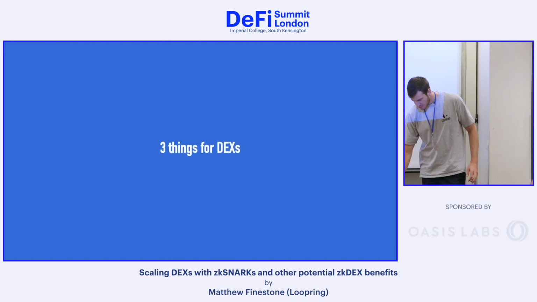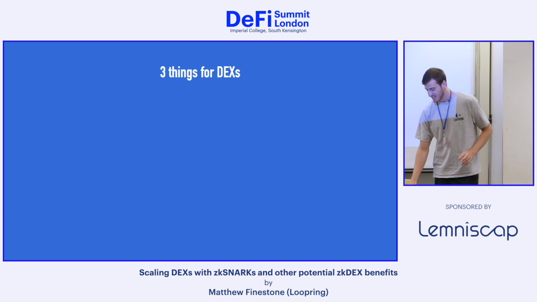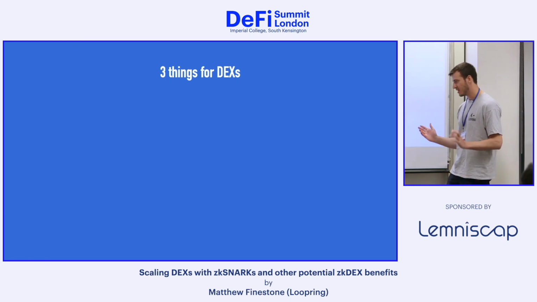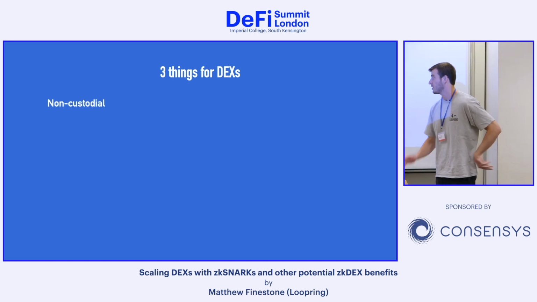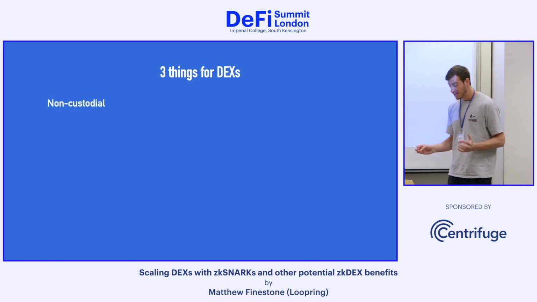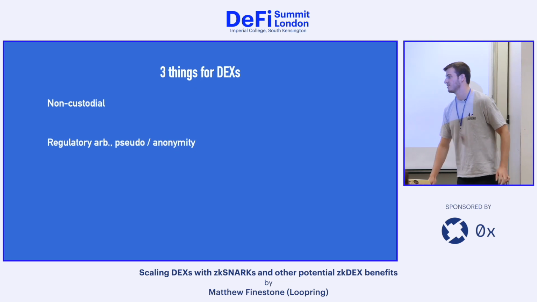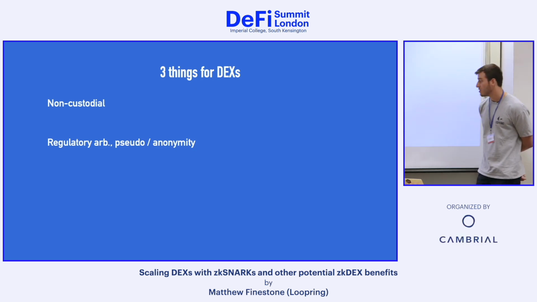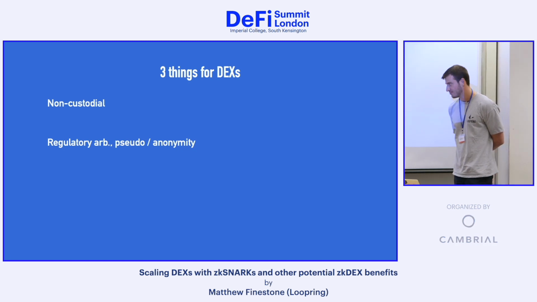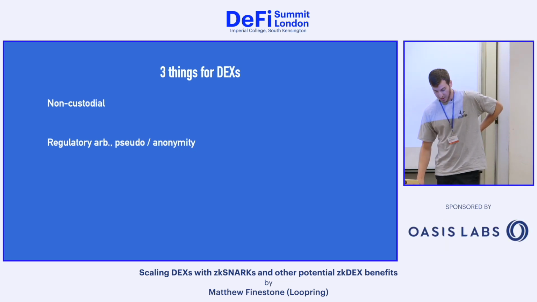So one thing, or three things, for DEXs that I think Tony Shang wrote an article that I like about DEXs. He says, what will actually drive people right now? Non-custodial, that's what I've been talking about, although he doesn't necessarily see that as the prime driver right now. The next thing he talks about is the desire for regulatory arbitrage and people's desire for pseudonymity or anonymity, and this regulatory arbitrage, whether that's tax reasons or certain things, is one thing that DEXs could offer.